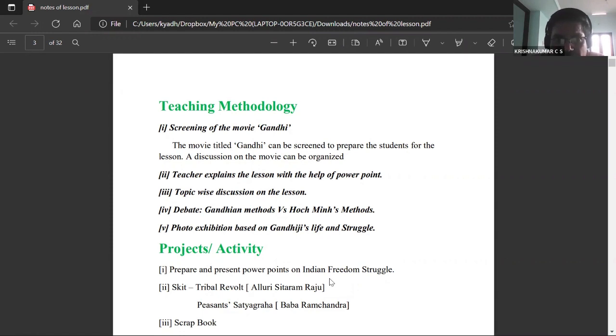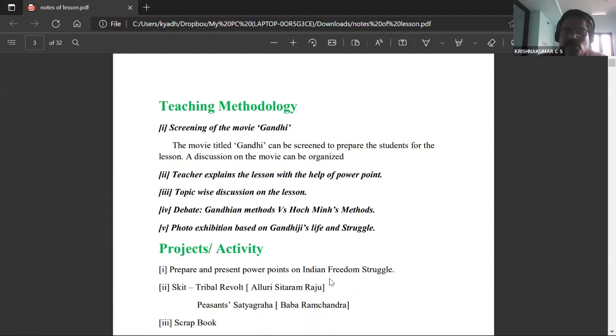Ho Chi Minh, Indochina, the leader of Indochina's movement. Can you tell me what is the difference between these two movements? Non-violence and violence. Yes. Non-violence and revolution. Ho Chi Minh followed violent methods of struggle, whereas Gandhiji followed non-violent method of struggle. So you can have a debate on that.